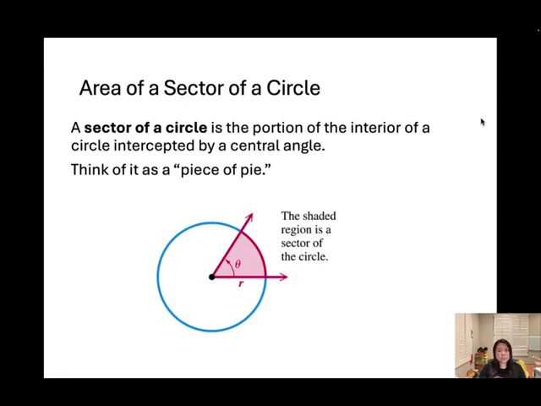Okay, area of a sector of a circle. We know how to find the arc length from the previous slide. Now I want to find out the area, the dimension of this sector. A sector of a circle is the portion of the interior of a circle intersected by a central angle. Okay, you could think about it like a piece of pizza. This part is called the area of the sector.